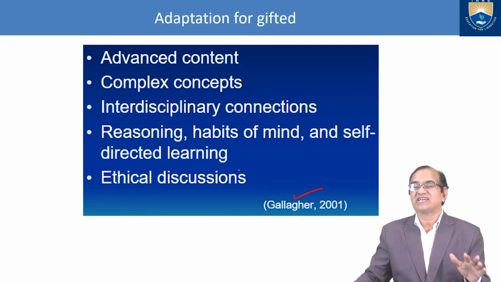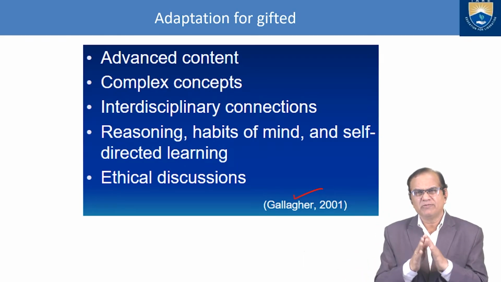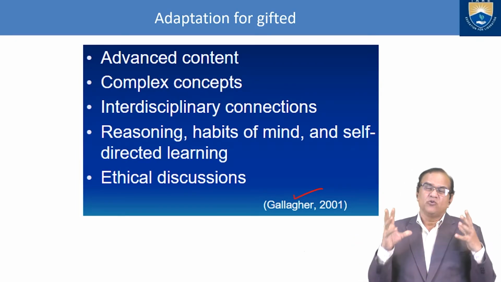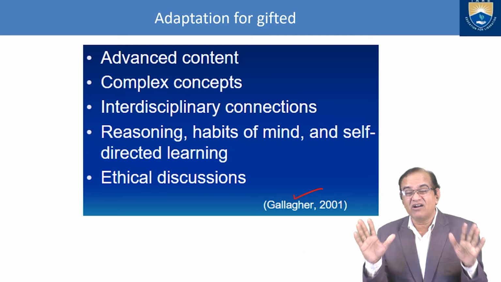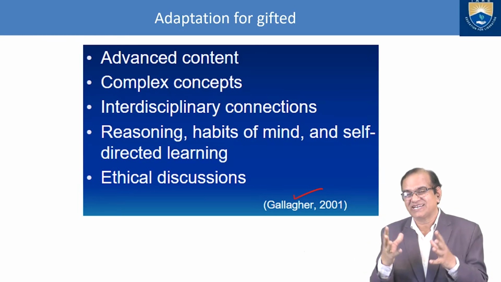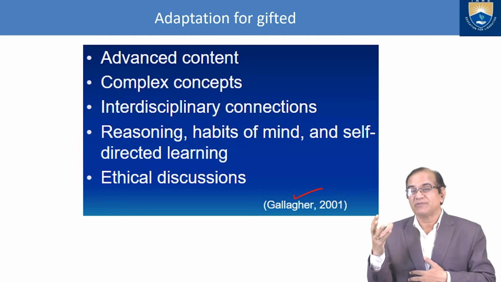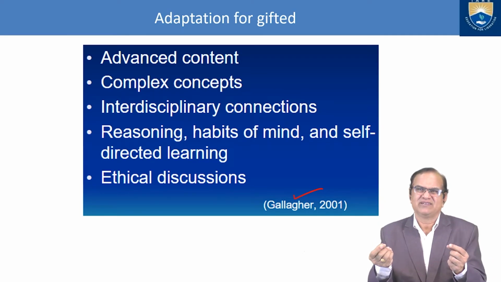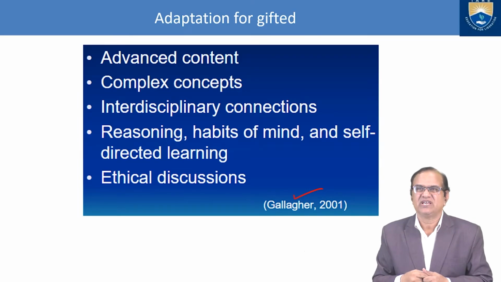Advanced content means your problem should not exist on Google. You frame such types of issues which are not there anywhere. So it should be advanced content. Complex concept. The concept should be complex, not so simple. You should have some complexity.